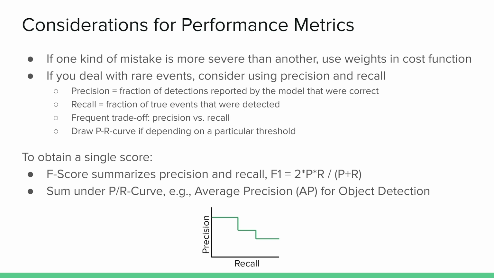One thing that goes into this idea of summing the values under the curve is the average precision if you're using object detection. It's basically the idea that you're summing the curve under this precision recall thing for each class.